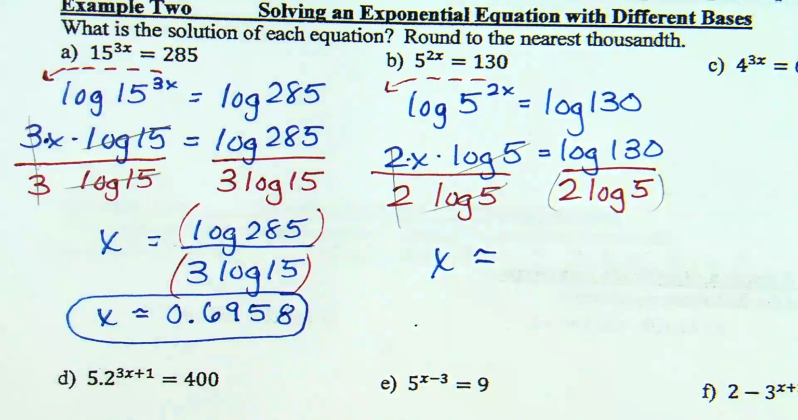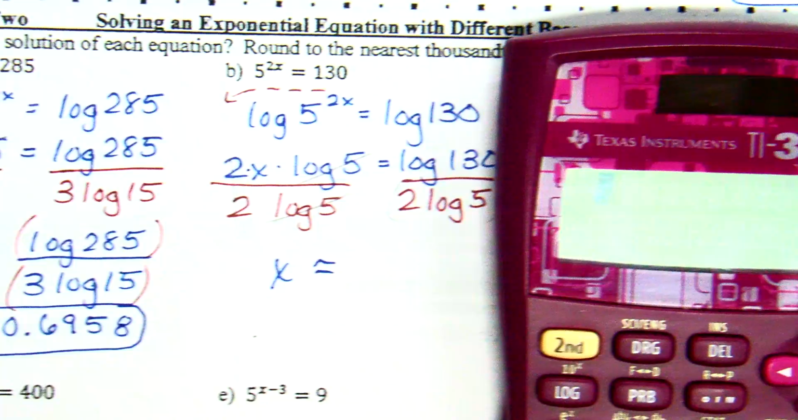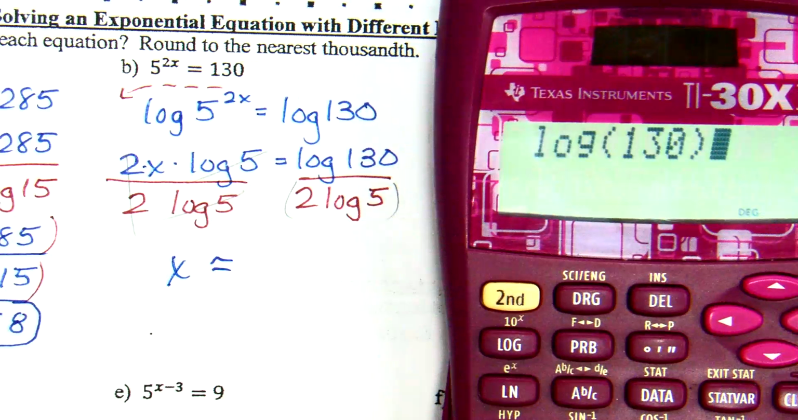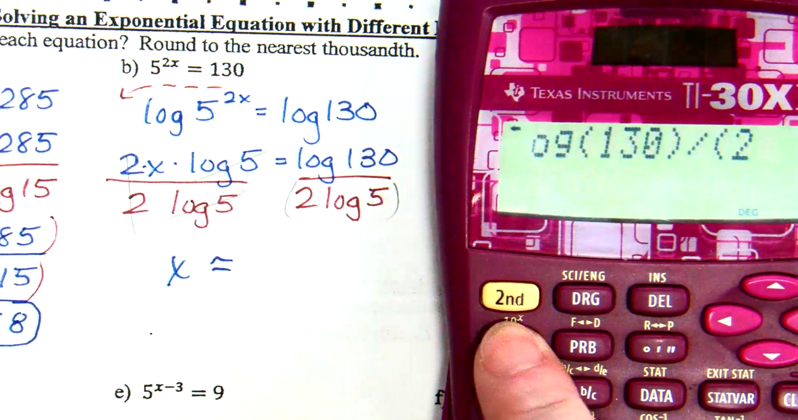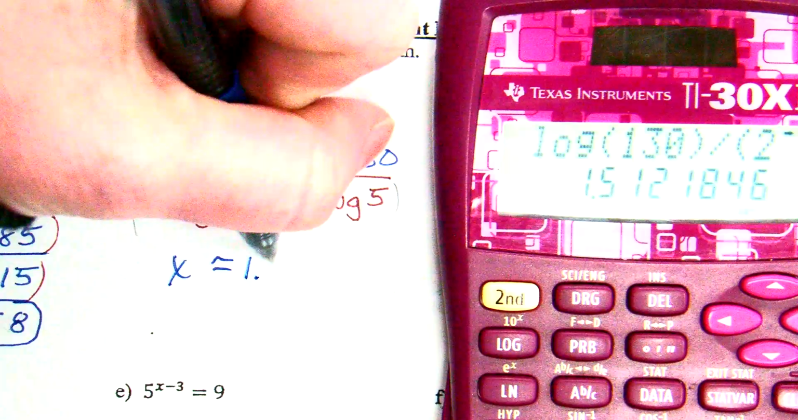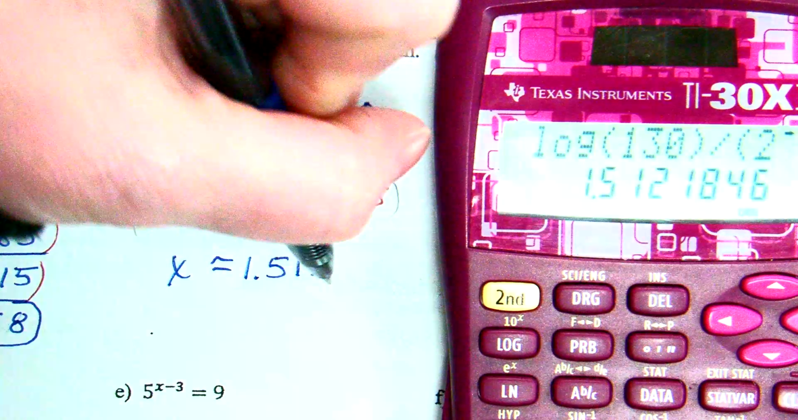Did you guys get it? What'd you get? That's what I have. So, for me, I'm going to do log of 130 in parentheses divided by, begin parentheses, 2 log 5, end parentheses. Okay, there's your calculator screen answer. We're going to 4 decimal places. I do agree with 1.512. Right now it's 1, but the 8 tells it to go up to a 2.